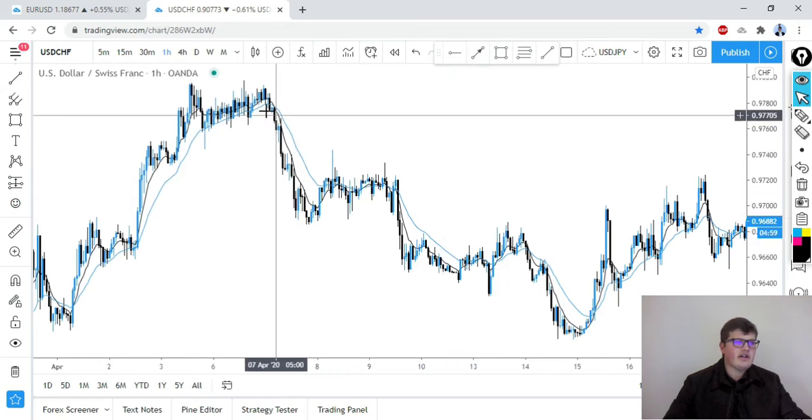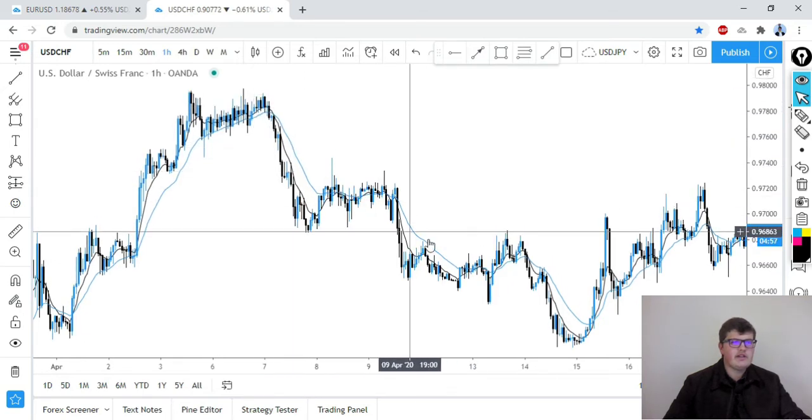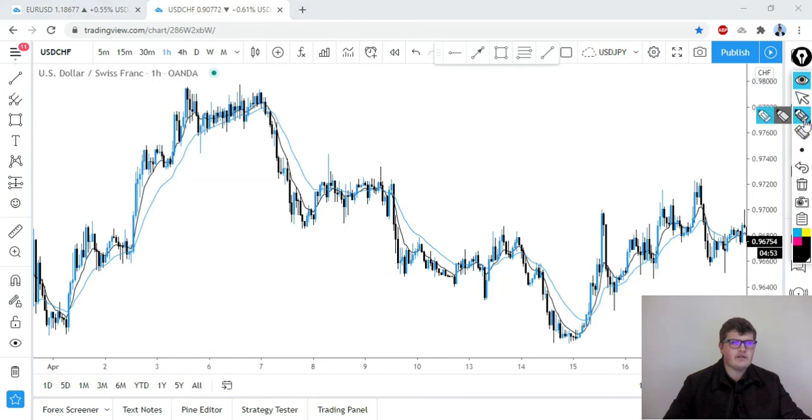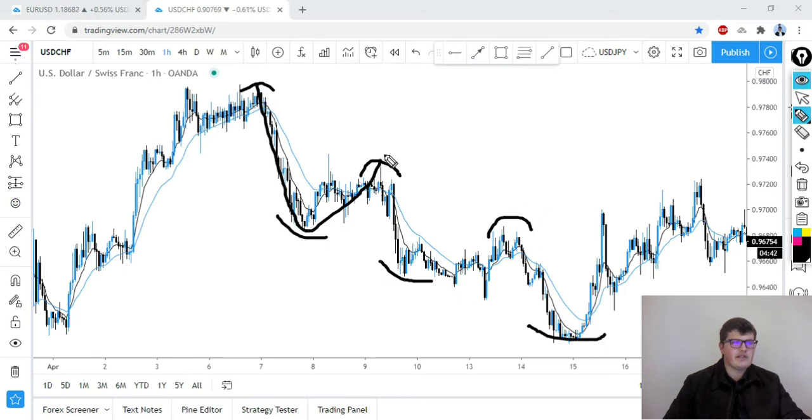Now, as you can see over here, this is a downward or a descending market. And how do I know this? It's because the market is making lower highs and lower lows. So the market is moving lower and lower. Think of it as going down the stairs. With each step you go lower and lower down the stairs.